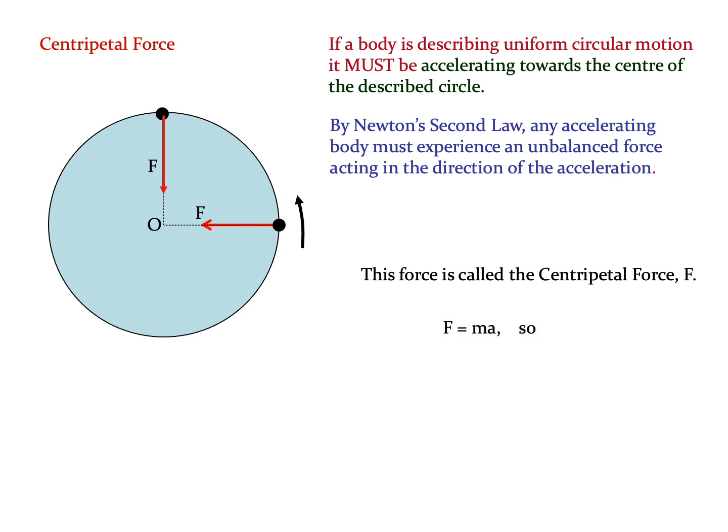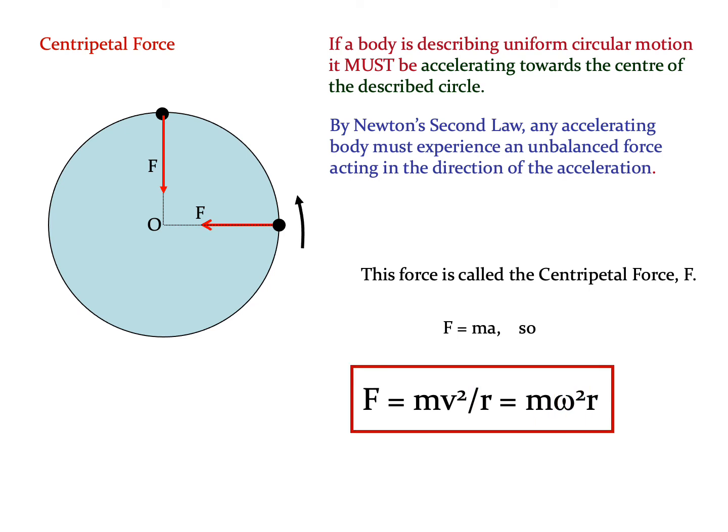Well, let's apply Newton's second law. F equals ma, where F is the unbalanced force, and m is the mass of the object describing the uniform circular motion. So all we do is replace a with our centripetal acceleration expression, and we get that the centripetal force is F equals mv squared over r, or m omega squared r. And these are expressions which you will become very familiar with.